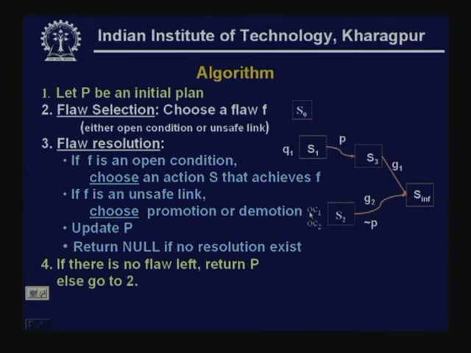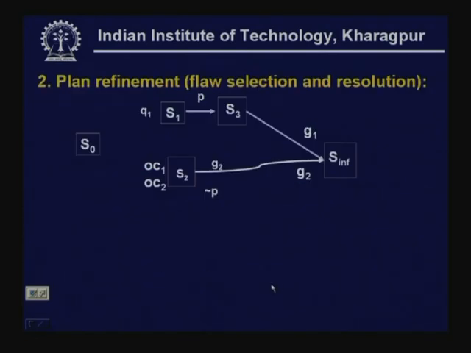So, if I take this open condition, I must add a step which has OC1 as its effect. If I look at this causal link from S1 to S3 on Q and this node S2, if we put S2 between S1 and S3, then we can correct the flaw. So, this process of flaw selection and flaw resolution is known as plan refinement.